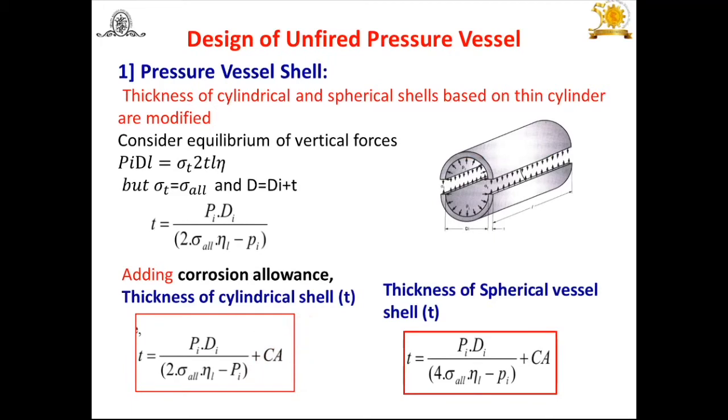And similarly, by using the theory of a thin spherical vessel, we can find out the thickness, which is given by the expression t is equal to Pi Di upon 4 sigma allowable into efficiency minus Pi, plus C. That means this equation of thickness is applicable to a spherical vessel, and the earlier one is for a cylindrical vessel, based on the thin cylinder concept.